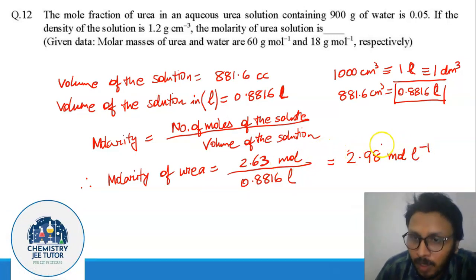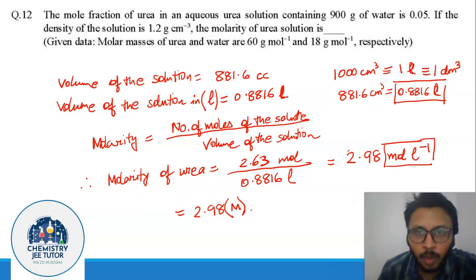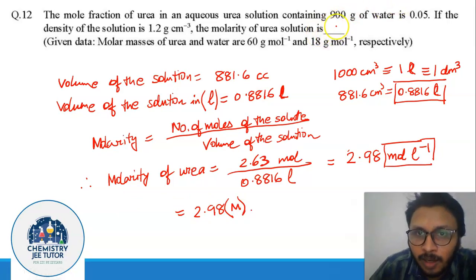And what is mole per liter? It is what we designate as molarity. So this is our final answer, 2.98 molarity. We just write it here. The molarity of urea solution is 2.98.